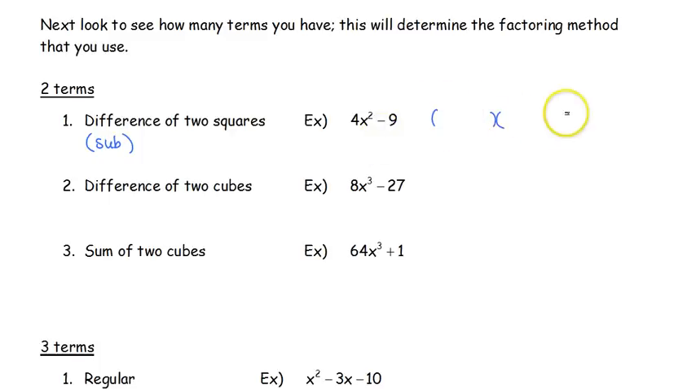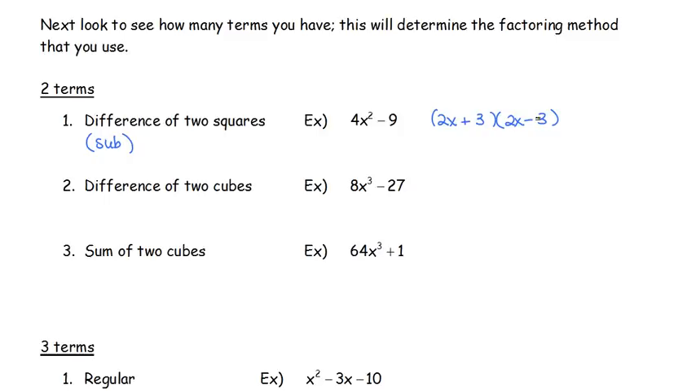The way we factor the difference of two squares, we take the square root of the first term. The square root of 4x squared is 2x. That's our first piece in each of our binomials. The square root of 9 is 3. That's the second piece in each of our binomials. And then one is a plus and one is a minus.